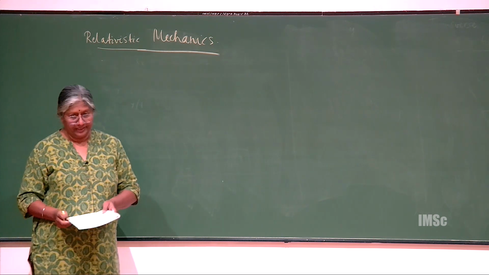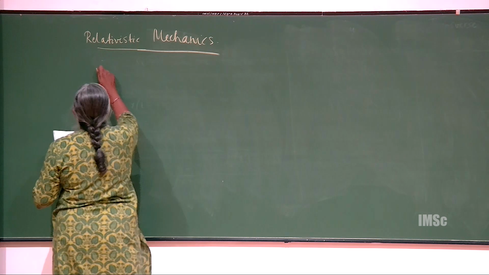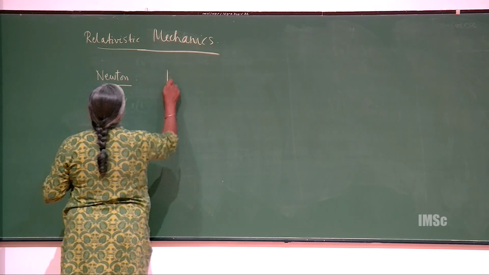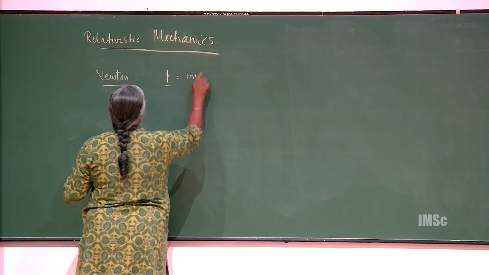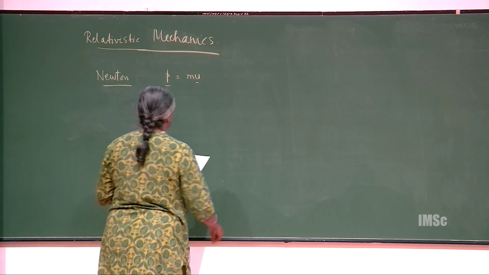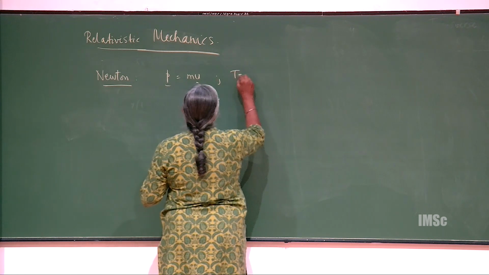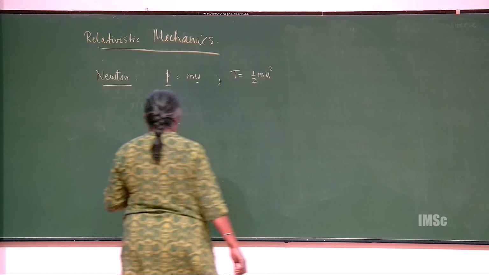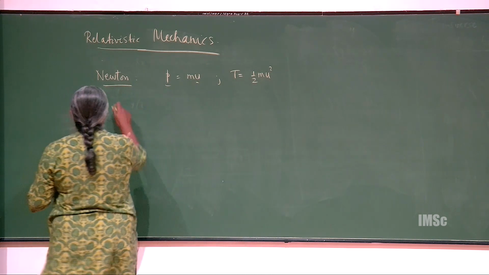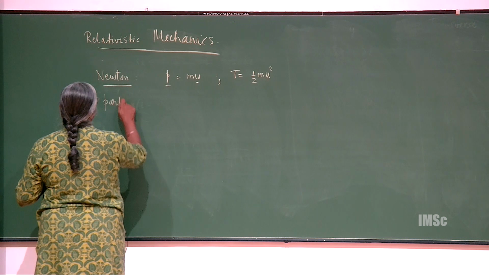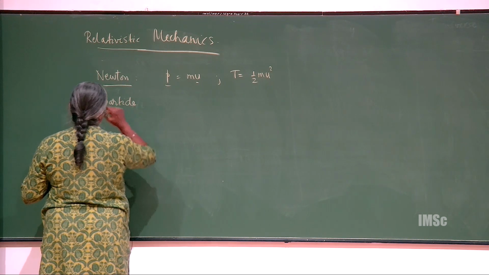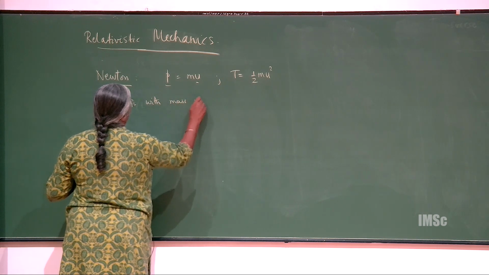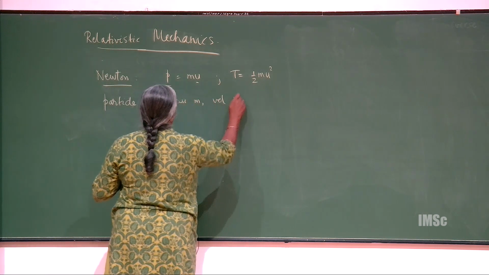So what did Newton say? Newton said many things, but for us right now, Newton said P is equal to mu, kinetic energy is equal to half mu squared. For a particle, so mechanics means we are now looking at particles and forces, right? A particle with mass m and velocity u.